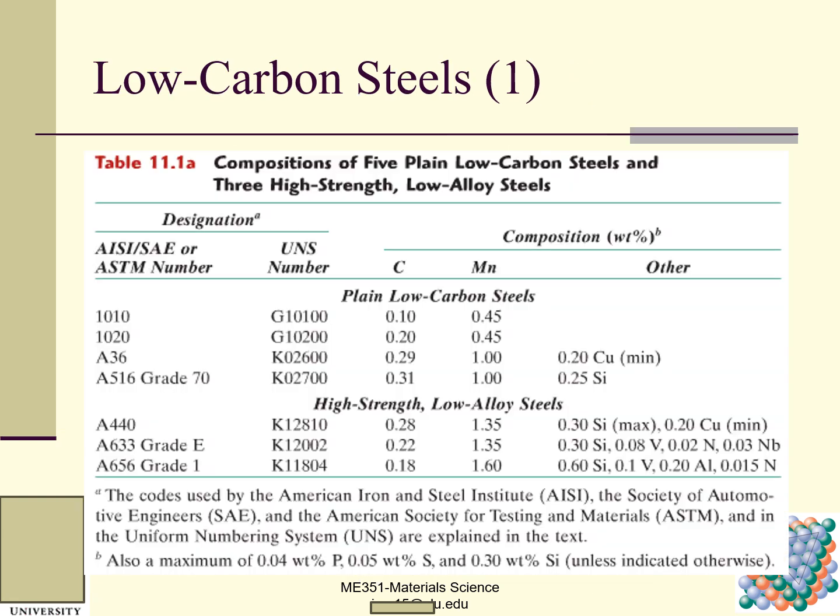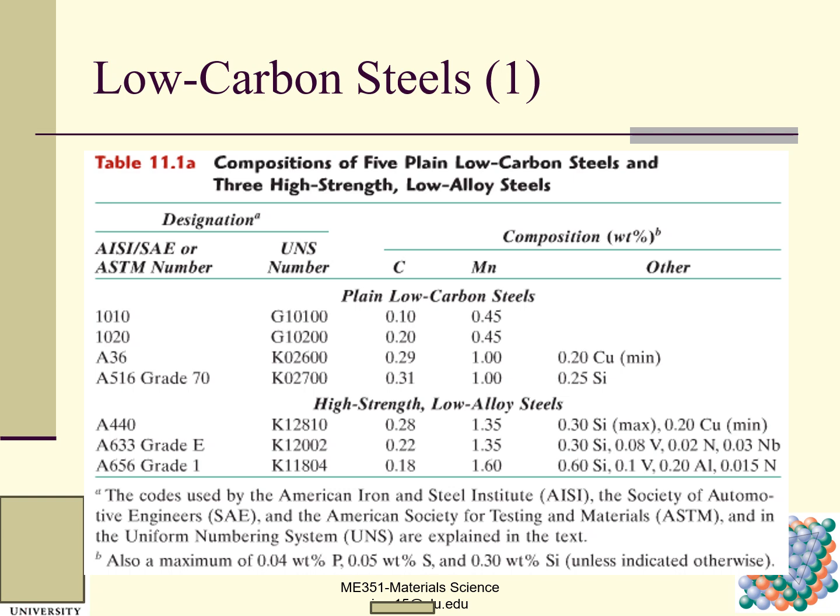We talk about these low carbon steels a little bit deeper. So here, composition of 5 plain low carbon steels and 3 high strength low carbon steels. On this 1010, I want you guys to know the last 2 digits indicate the carbon composition. It is 0.10% of carbon. This is 0.20% of carbon.